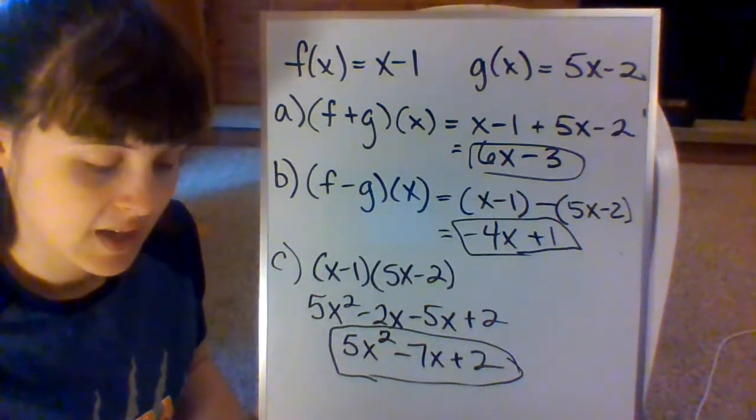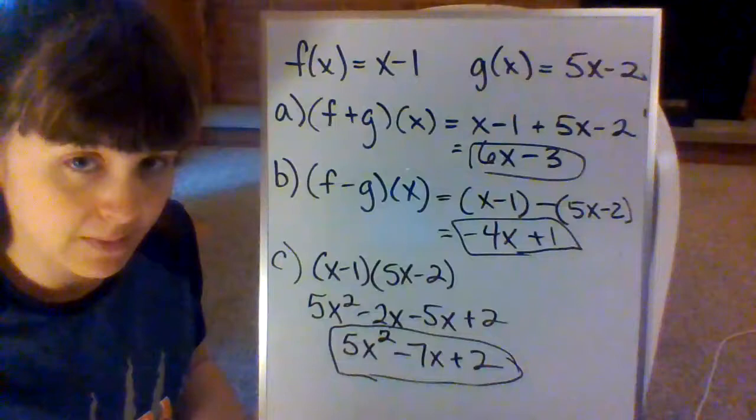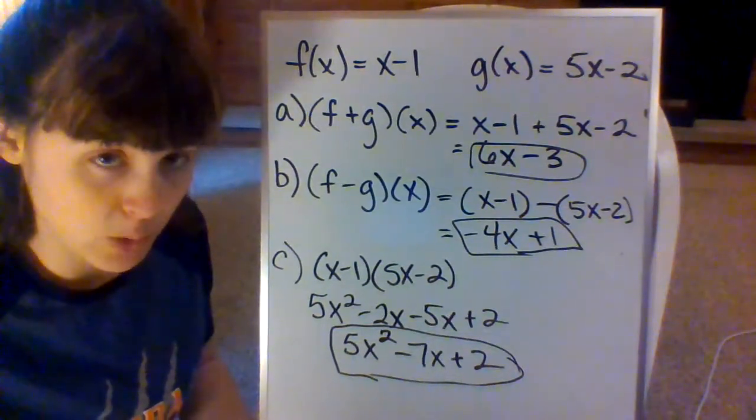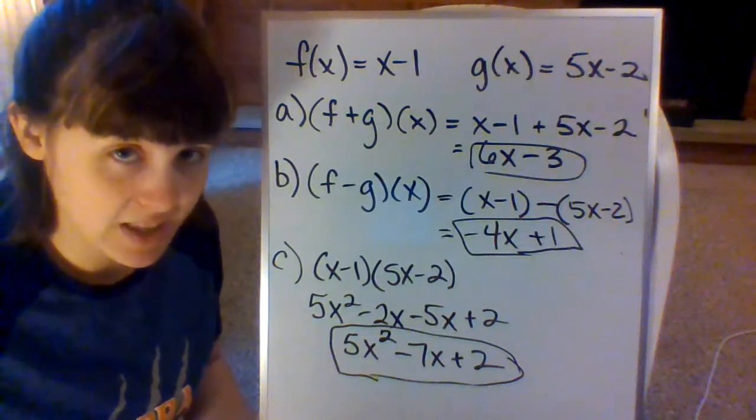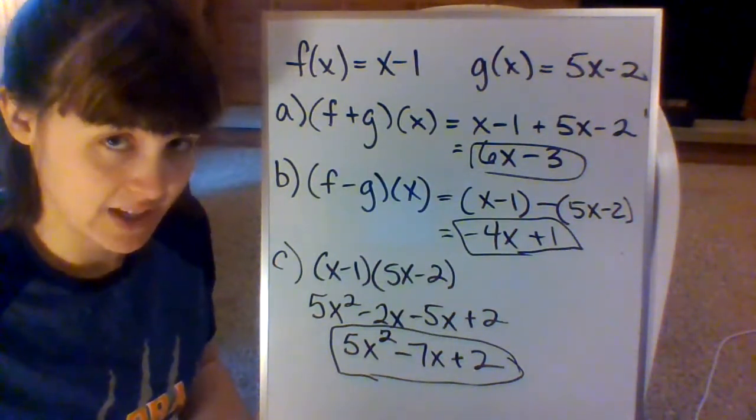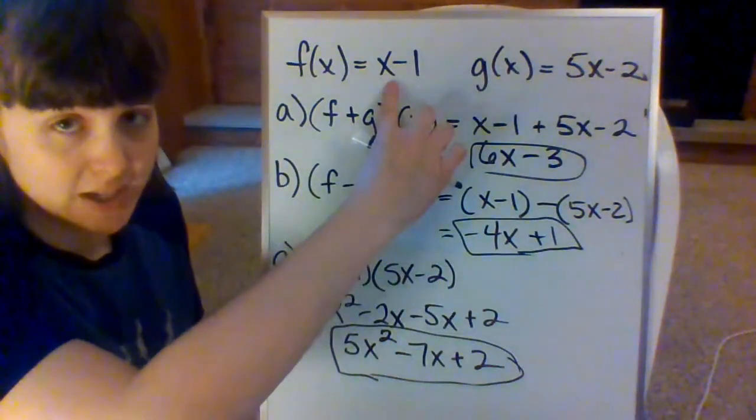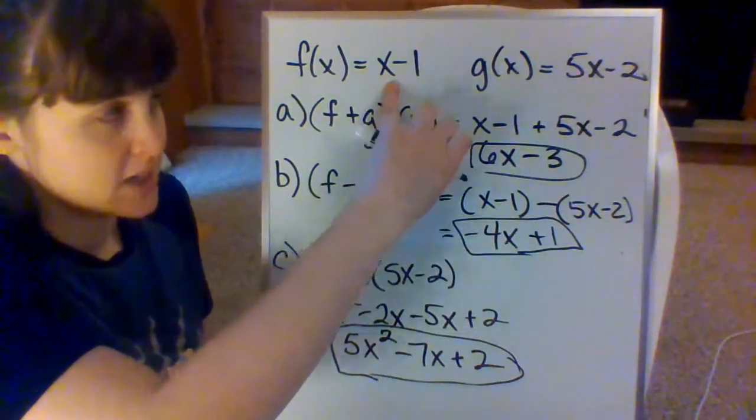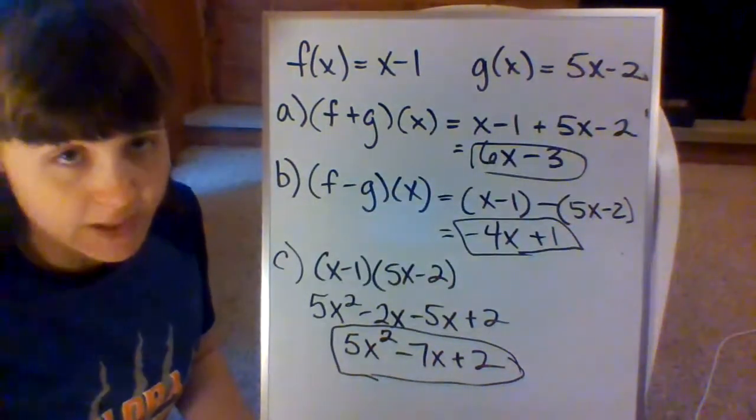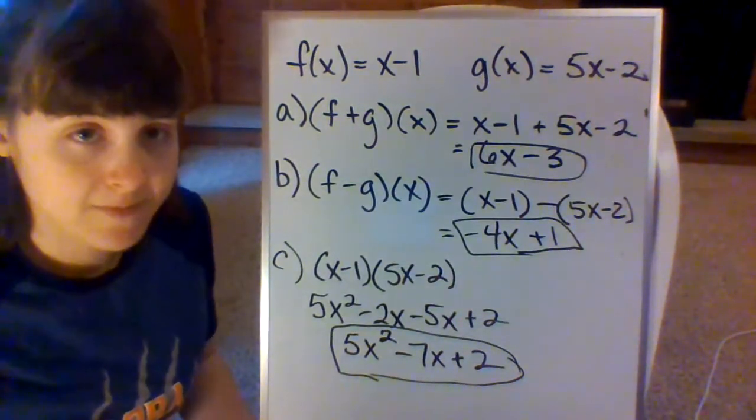Okay, now the very last part is dividing them. I'm not going to erase that and write it on the board, but if you were to divide these and you were doing f of x divided by g of x, we're going to write this one on the top, so x minus 1 over 5x minus 2. And that would be how you divide them.